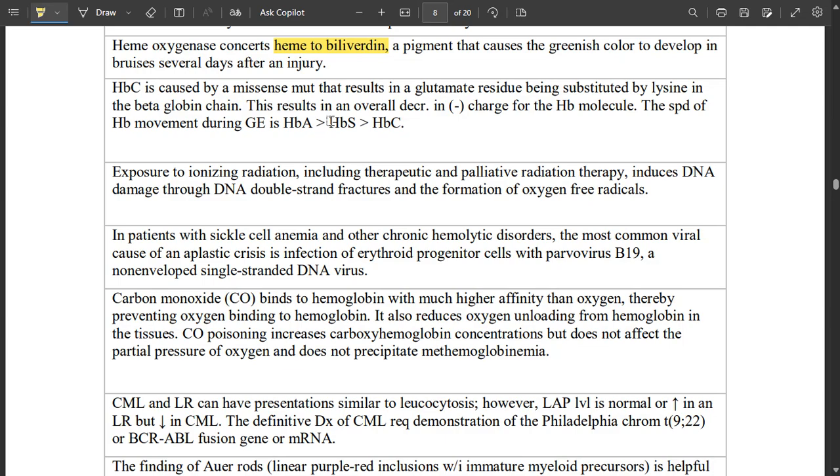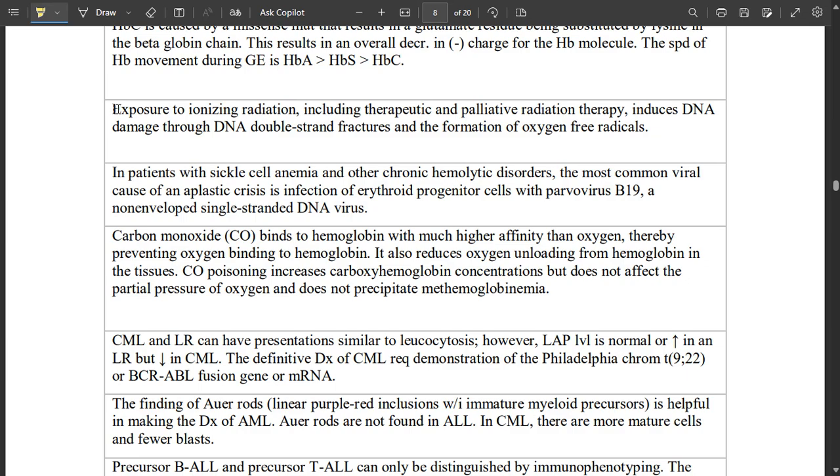Okay, so lysine is a positively charged amino acid. This makes sense. Exposure to ionizing radiation, including therapeutic and palliative radiation therapy, induces DNA damage through DNA double-strand fractures and the formation of oxygen free radicals.